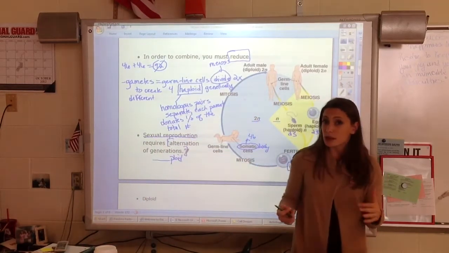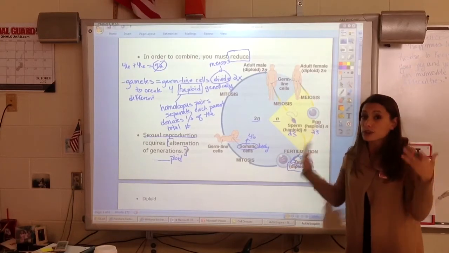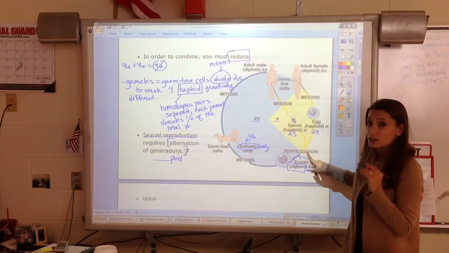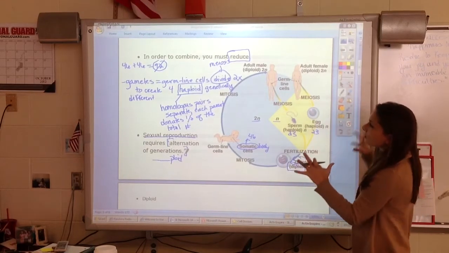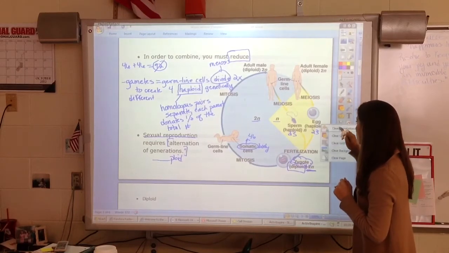So the big idea about sexual reproduction is that when you make sperm and egg, sexual reproduction hasn't happened yet. They still have to come together in fertilization. So lots to wrap our head around and a lot of new vocabulary words.